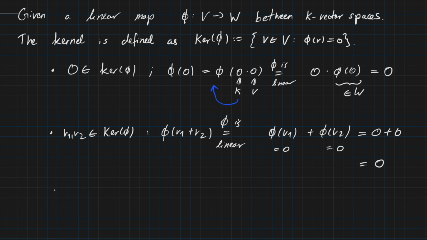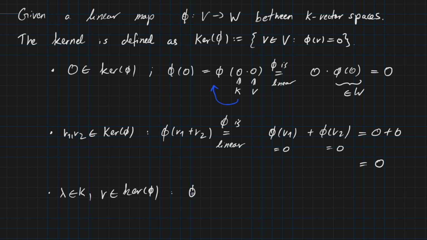And now let's check the third property. For this, let's take any scalar element lambda of the field K and any vector v from the kernel of phi. And then we need to check that the kernel is closed under scalar multiplication. So meaning lambda times v also needs to be part of the kernel. Let's check whether this is true.